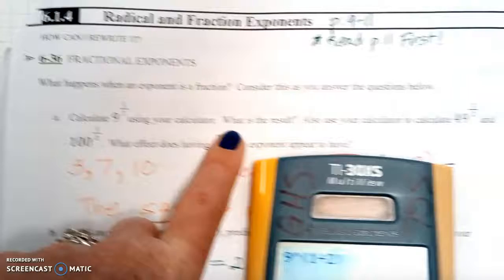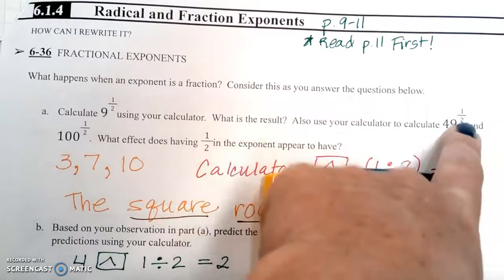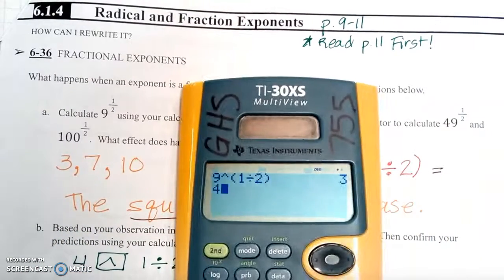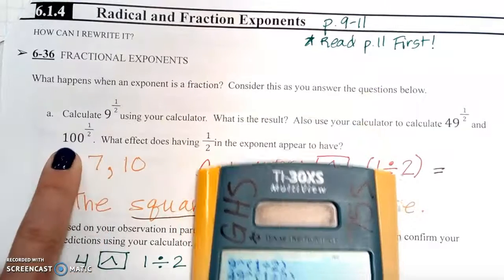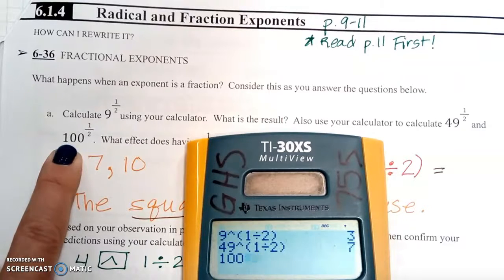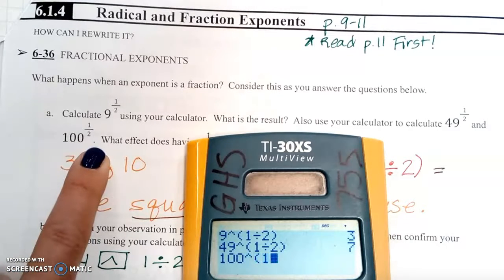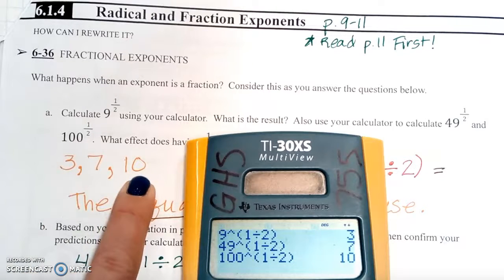Now we're going to also use your calculator to calculate 49 to the 1/2 power. So we're going to type in the base of 49. We're going to use the caret button. We're going to type in the fractional exponent of 1/2 as a division problem. Hit enter, and the second answer is 7. Now we want to do this one over here. 100 is the base. We're going to use the caret button, type in the fractional exponent of 1/2, hit the equal sign, and we get 10.